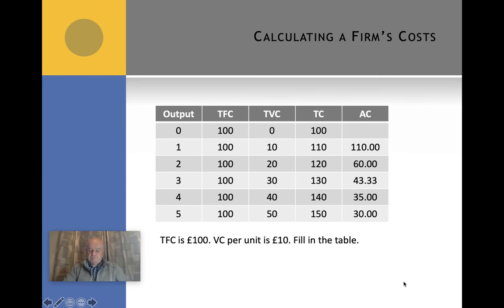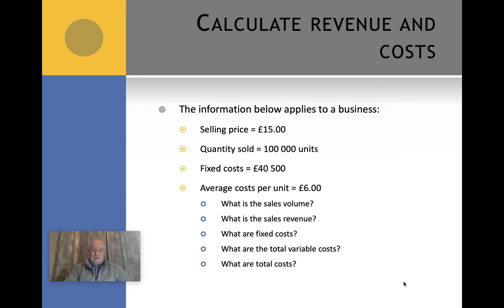Okay, so let's take a look then at calculating revenue and cost then, okay? So in this instance, we've been given some information. So we've got a selling price of £15, we've got a quantity sold of 100,000 units, and we've got a fixed cost of 40,500.